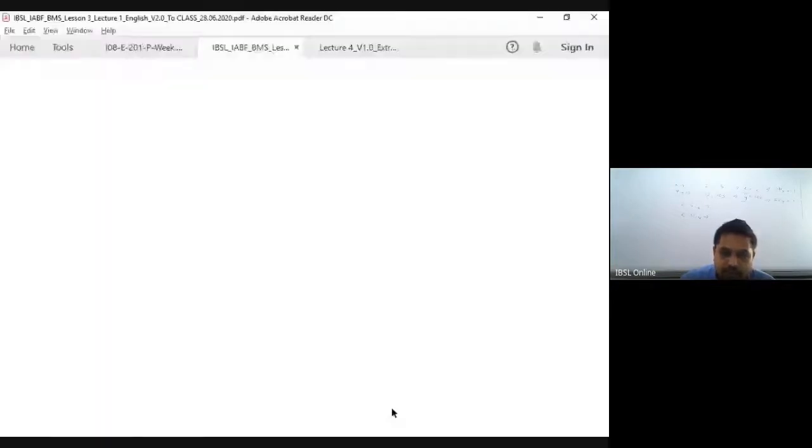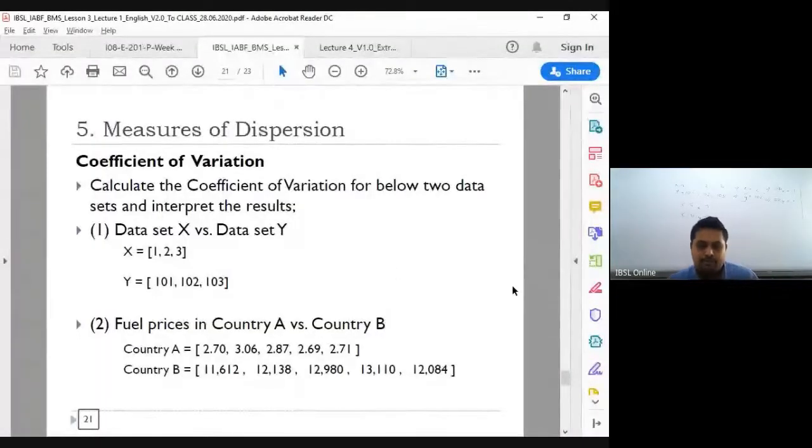let me stop the theory part here, and I invite you to take a note or a screenshot of these two examples, which we will start the discussion with in the next class. The first example was the one we discussed, X of 1, 2, 3, and Y of 101, 102, and 103. And the second example is a more practical example of fuel prices of country A versus country B. So these values from 2.71 to 11,612 to 12,084 will be your data set.